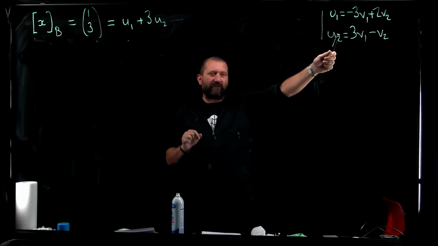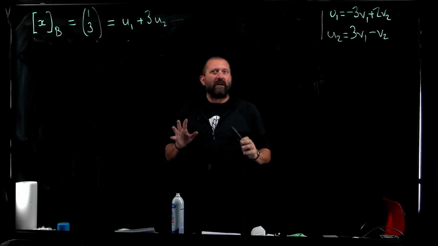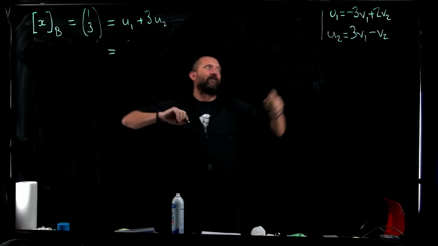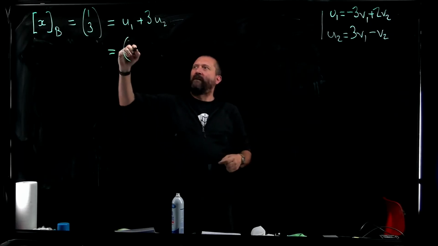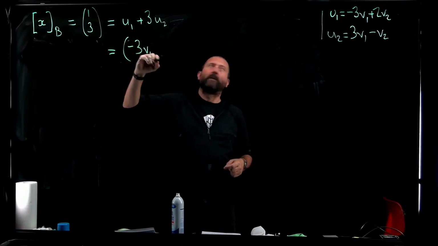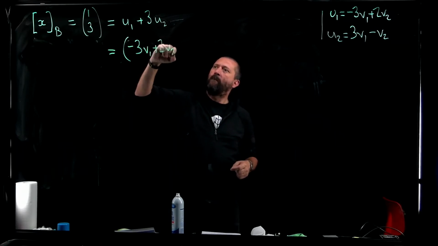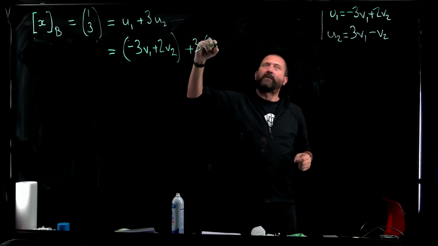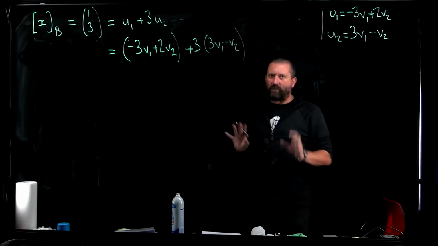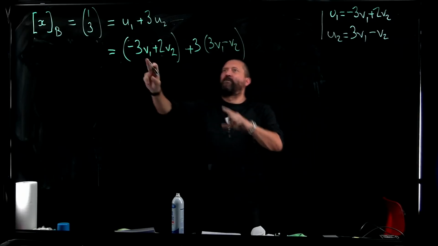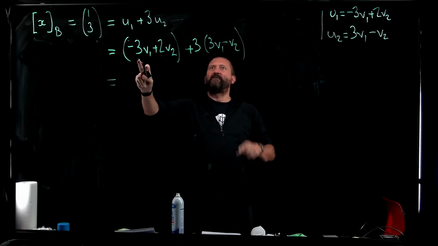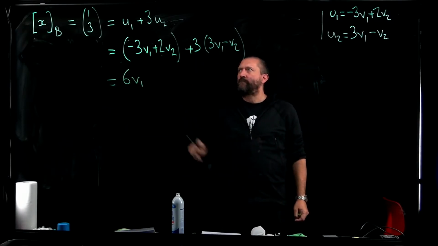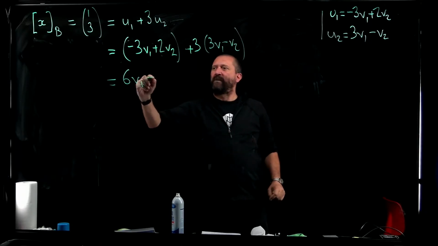But I have an expression for the vectors u1 and u2 as a function of the coordinates v1 and v2. So if I use these expressions, I'm going to replace u1 by what I have computed, that's minus 3v1 plus 2v2, and u2 by 3v1 minus v2. These are the coordinates that we computed. So when I expand this, I get minus 3v1 plus 9v1, so it's 6v1, plus 2v2 minus 3v2, that's minus v2.